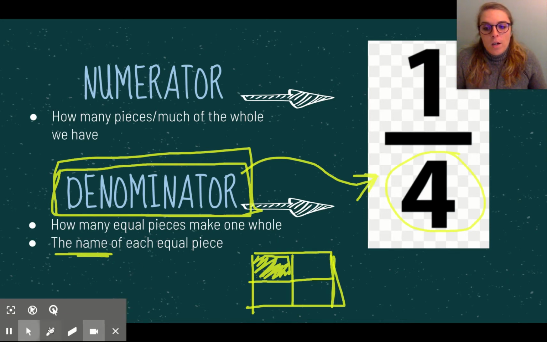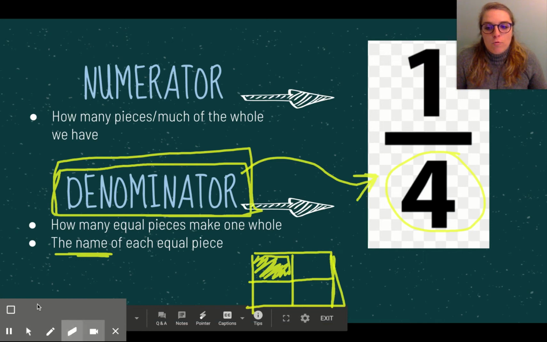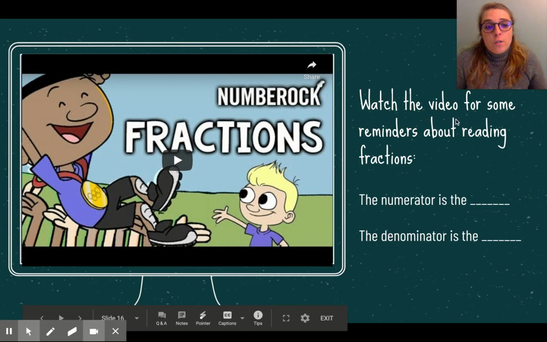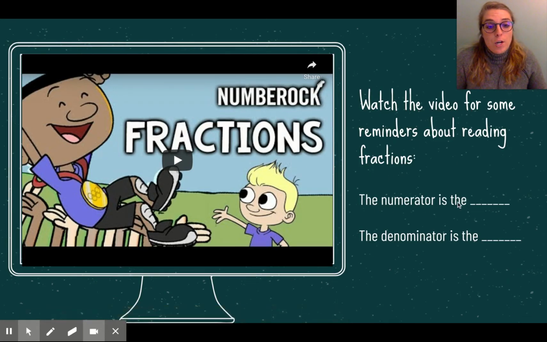Good stuff. All right. To help us really memorize and remember some of this, I have a fun video to help us out. So I want you to watch the video for some reminders about reading fractions. At the end of the video, we need to be able to answer: the numerator is the what, the denominator is the what.